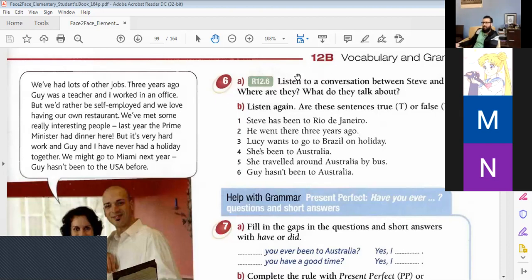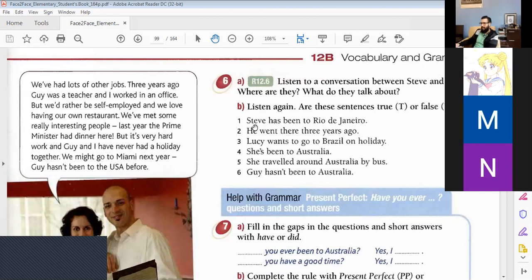Okay, so where are they, Steve and Lucy? Where are they talking now? I think at Guy and Lucy's restaurant. Yeah, exactly. That's right. So they're chatting. They're talking at the restaurant. What are they talking about? They're talking about holidays. Correct, and travel. Yeah, that's correct. They talked about Australia and Brazil. Correct.